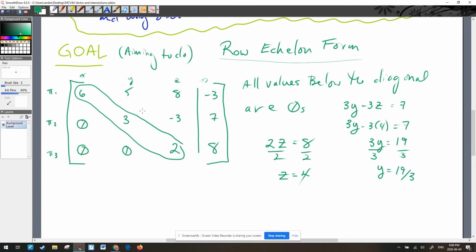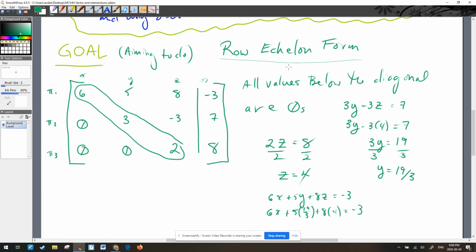And then we've got this row, which is more complex. This row says, oh, that's 6x plus 5y plus 8z equals -3. But you know what? We know what z is, it's 4. We know what y is, it's 19/3. So we have that 6x plus 5 times 19/3 plus 8 times 4 equals -3. And then we could rearrange and we could solve for x, and we have the solution. Okay, so if we get something into row echelon form, we are absolutely golden. Okay.